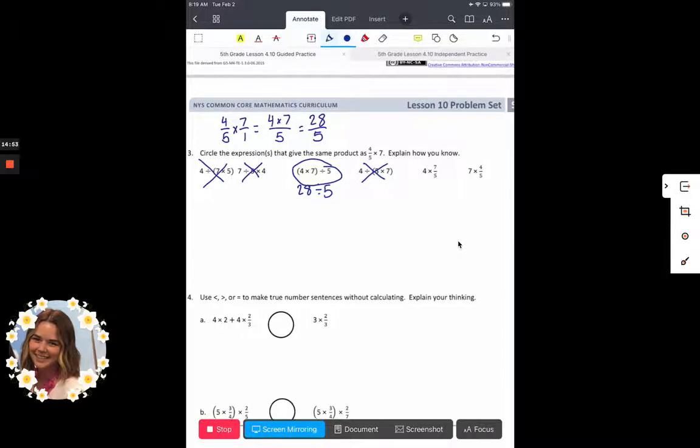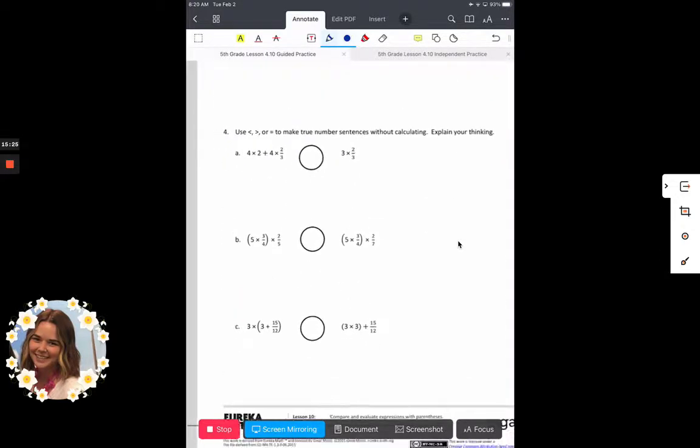If we were to start evaluating this, this would be 4 times 7 over 5, which would give us 28/5. So that would work. And then 7 times 4/5 would give us 7 times 4 over 5, which again would give us 28/5. So that would also be correct. So these expressions we can write in a variety of different ways. So just kind of keep that in mind.